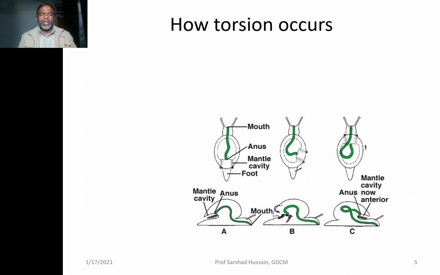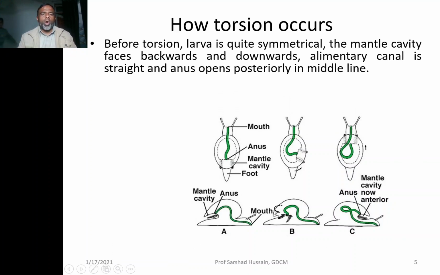Coiling, you can see that the mollusks often, if you look from the anterior side, the gastropods, their dorsal side is having a spiral coiling. So spiral coiling is different, whereas the torsion is different. So how torsion occurs? Before torsion, larva is quite symmetrical. So you can see there, this was the original position where the larva is symmetrical, mouth lying at the anterior end, anus at the posterior end, and all of the body parts can be divided into two equal lateral halves.